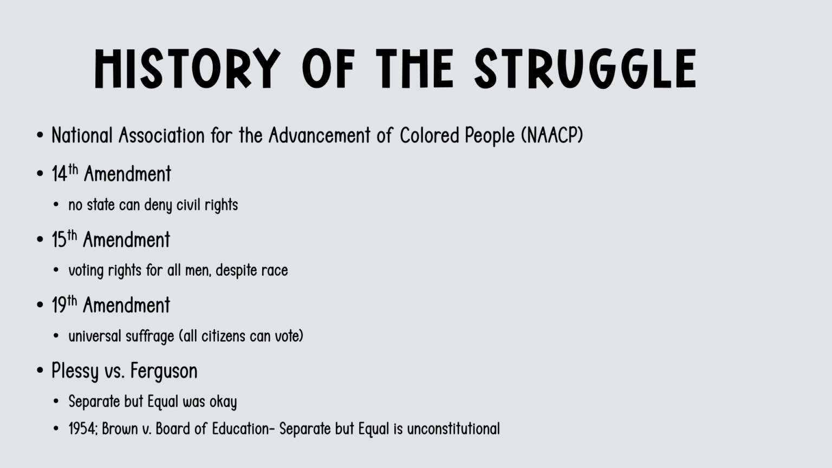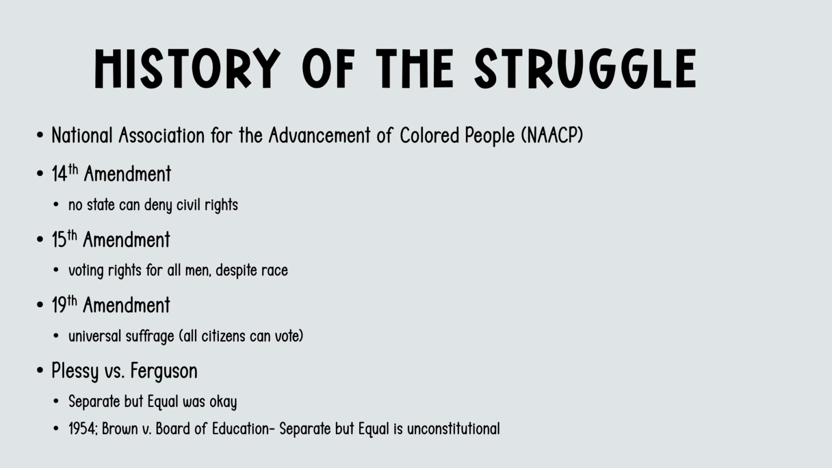The 15th Amendment, ratified in 1870, granted voting rights to all men regardless of race or color. However, this did not guarantee that African American men could freely exercise their right to vote due to discriminatory practices such as poll taxes and literacy tests.